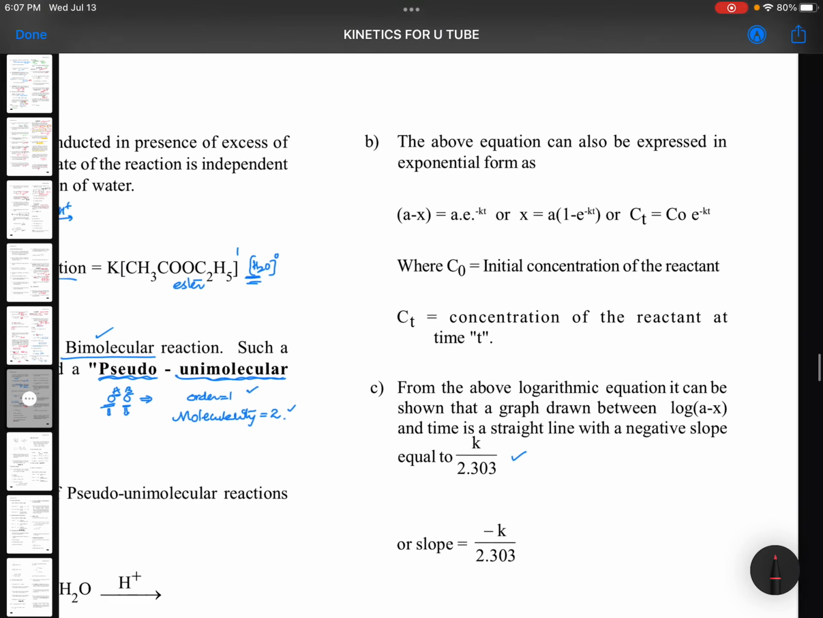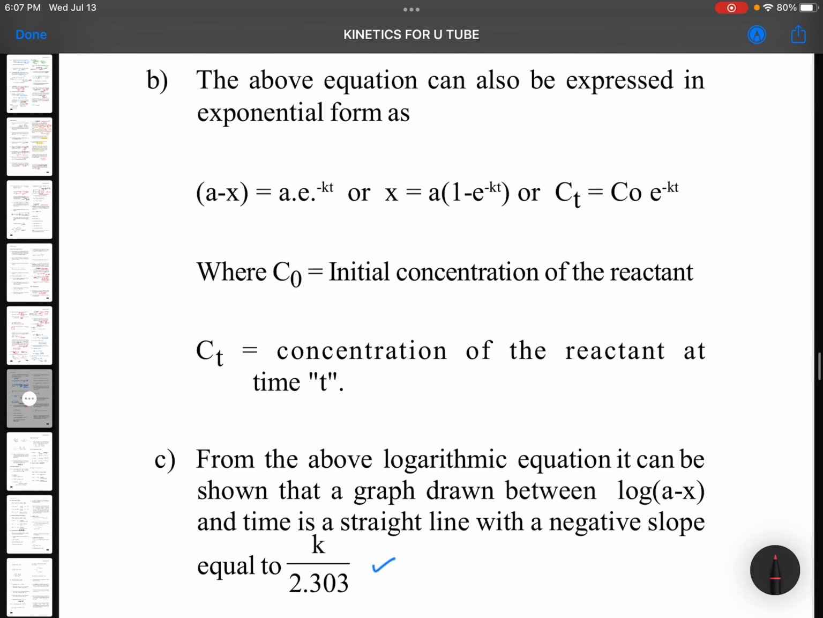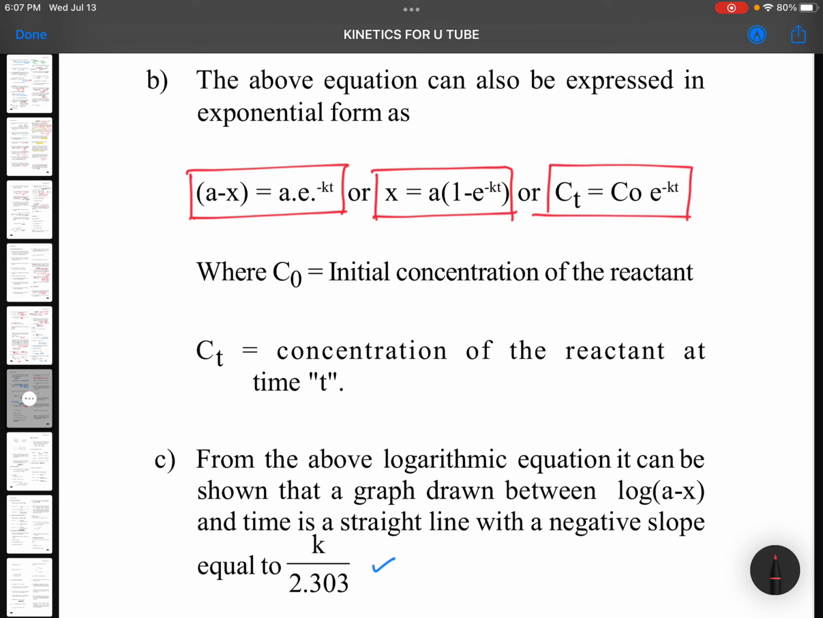Then coming to other formulae, the equation we have just seen can be given in terms of a minus x is equal to a e to the power of minus kt. Or x is equal to, all these are other formulae, mathematics terms you can say. Ct is equal to C naught e to the power of minus kt, where C naught means initial concentration, Ct means concentration at t time. If they are asking you in some other terms, you can say this.